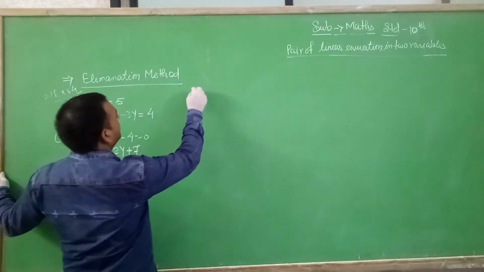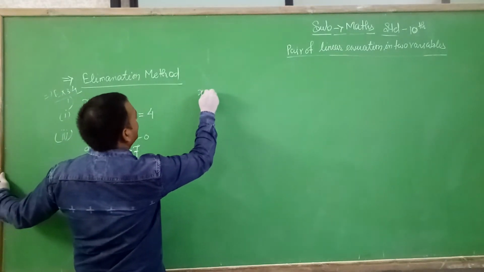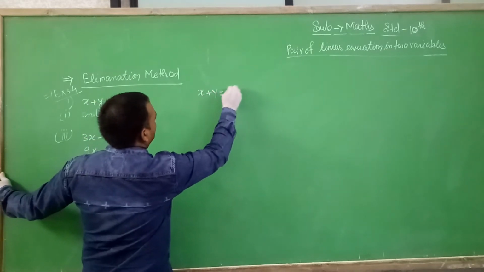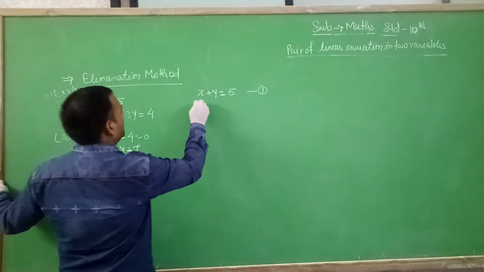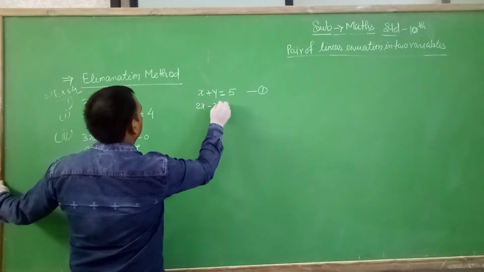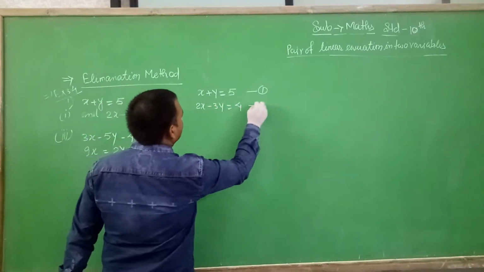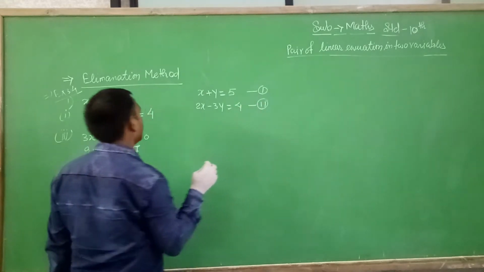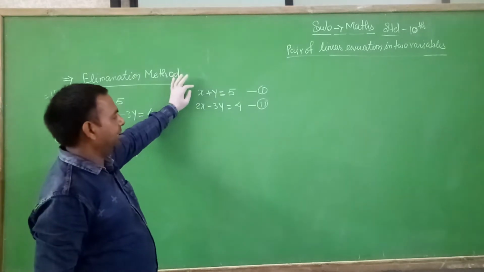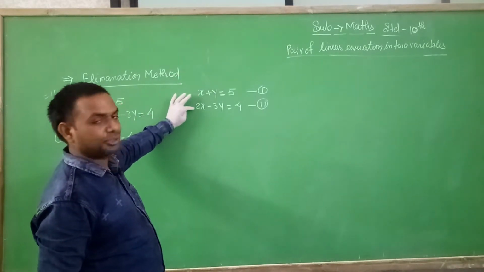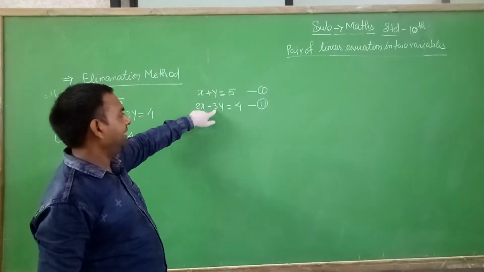Here I have the first equation, x plus y is equal to 5. This is equation number first. And in the second, 2x minus 3y is equal to 4. This is equation number second. So here you see, you can remove either x or y. There is an x and here is a 2, and there is a 3 with y.